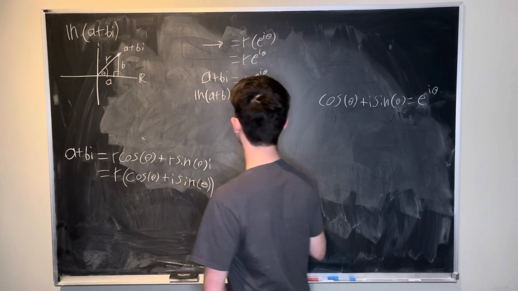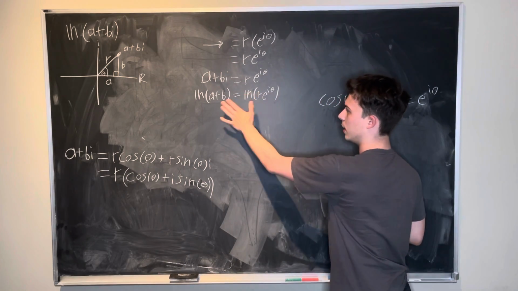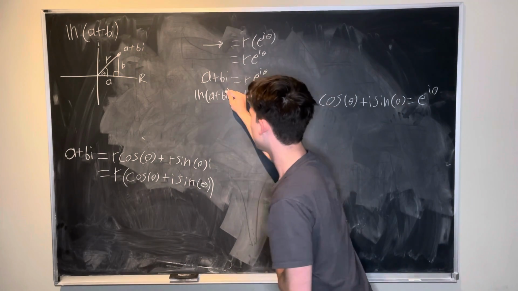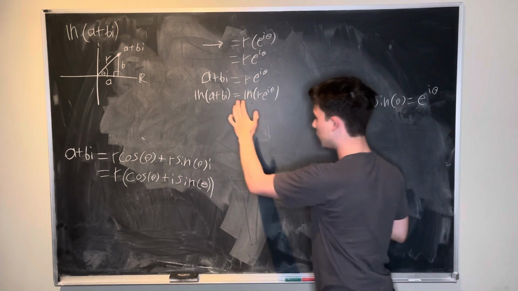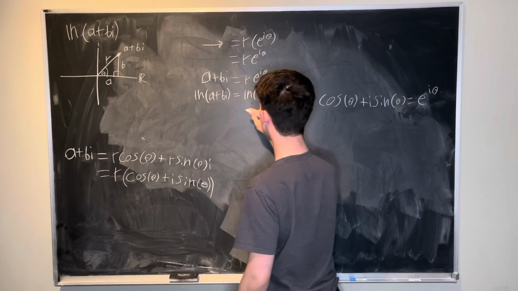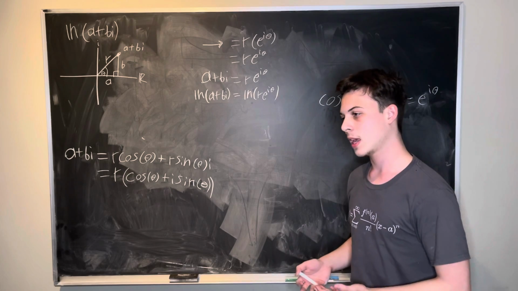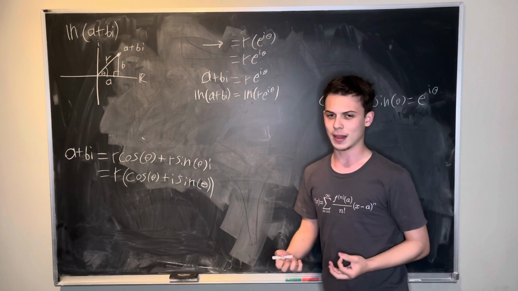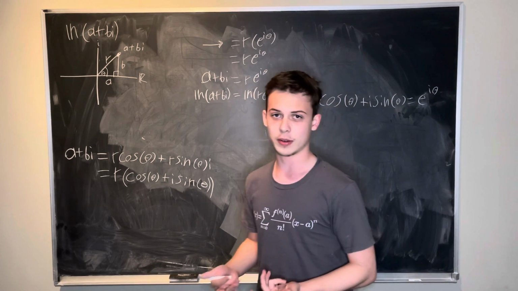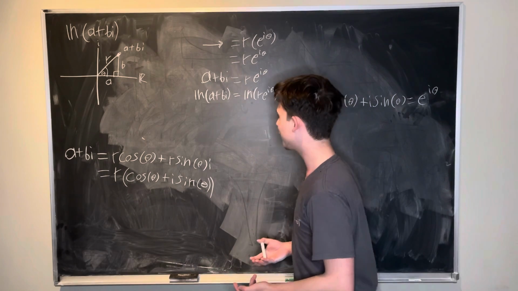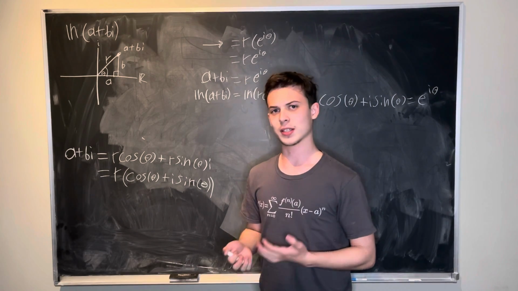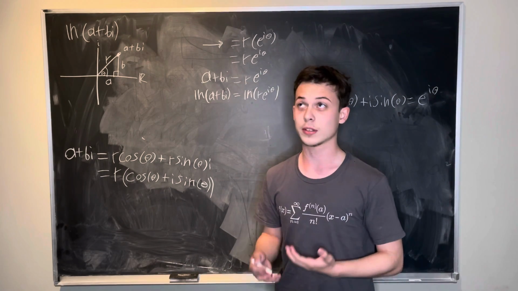So the natural logarithm of a complex number in the form of a plus bi is the same as this, right? So we can just work with this. You might notice that obviously there's an exponential function in there. Now the cool thing about the exponential function is that it's the inverse of the natural logarithm.